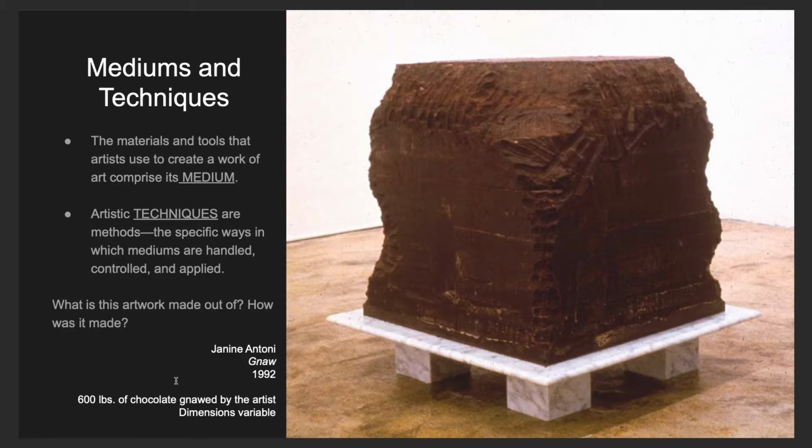The artist Janine Antoni gnawed the chocolate. That means she was biting at it, chewing at it. And so it appears to me that the technique is that she melted down chocolate, and she had a big box, and she filled that box with chocolate. That's called casting. She cast chocolate into a cube to make a solid cube, and then she started eating it around the edges. That is the technique.